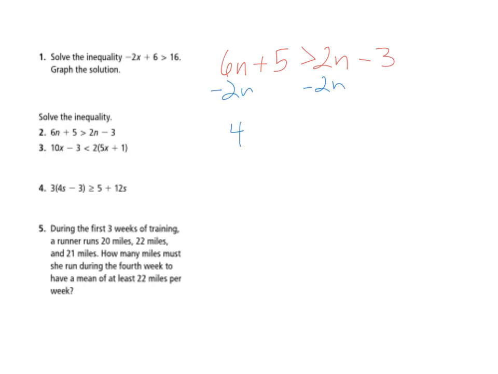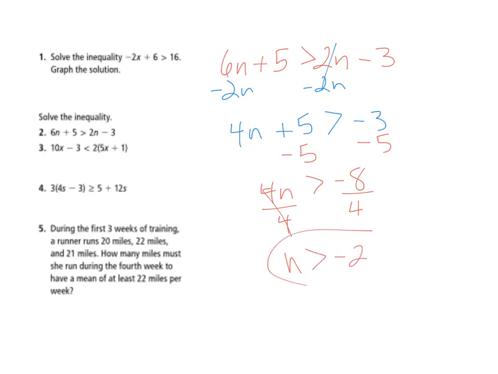Minus 2n from both sides gives me 4n plus 5 is greater than negative 3. Order of operations backwards tells me I have to get rid of this positive 5. So the inverse of plus 5 is minus 5. Do that on both sides. We get 4n is greater than negative 8. The last thing we're going to do is divide by 4. I get n is greater than negative 2. And that's how you do the second one.